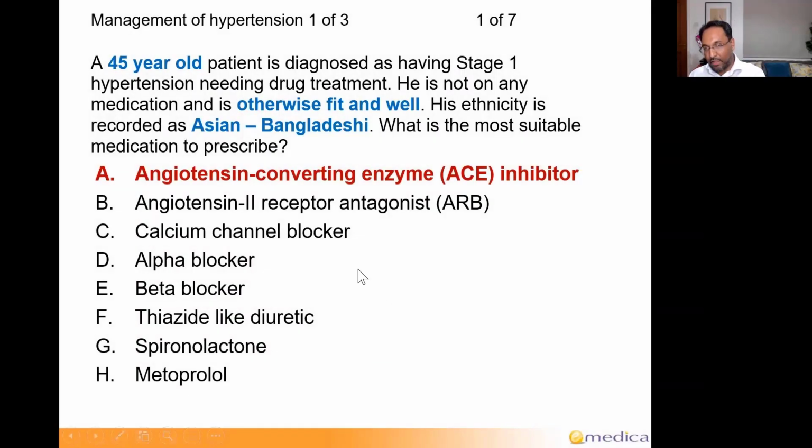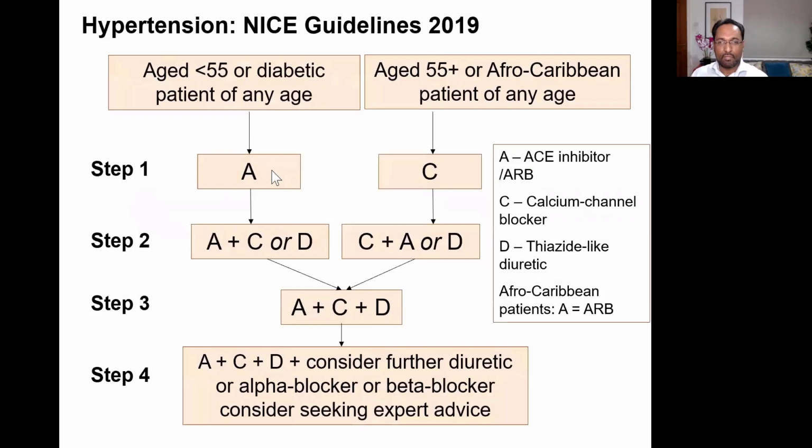And that's because this patient's not diabetic. He's not Afro-Caribbean. So what matters is the age. Age under 55 is an ACE inhibitor first line. So this is the NICE guideline 2019. If your patient is not diabetic and they're not Afro-Caribbean, then you look at the age. Age under 55, first line would be an A-class drug, which means ACE inhibitor first line, ARB if there's a reason why they can't have an ACE inhibitor. Whereas if it was 55 plus, it'd be calcium channel blocker first line. If they were Afro-Caribbean, it'd be calcium channel blocker first line. If they were diabetic, then any age, it's A-class drug first line.